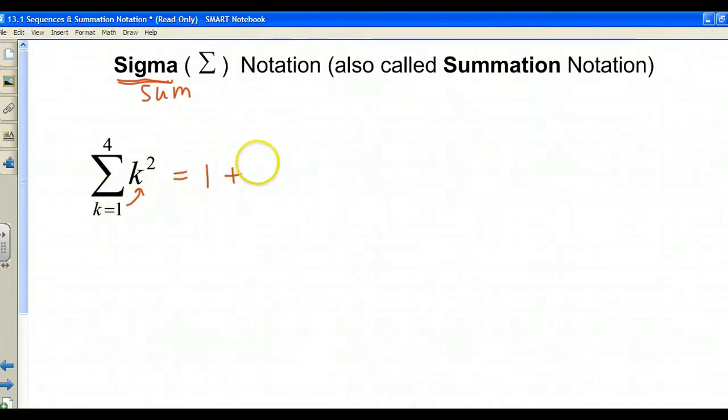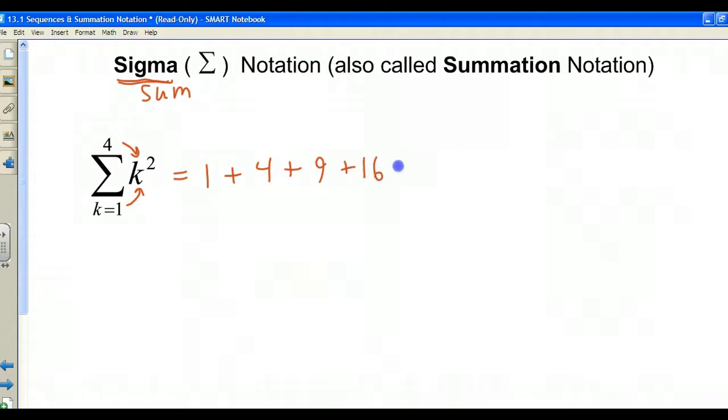So 2 squared is 4. And then I plug in the next number, which would be 3. 3 squared is 9. And the last number is 4. So it went from 1 to 4, so I knew I had to plug in 4 terms. 1, 2, 3, 4. This just counts from this number up to this number, and it stops. So the last term I'm going to plug in is 4. So 4 squared is 16.